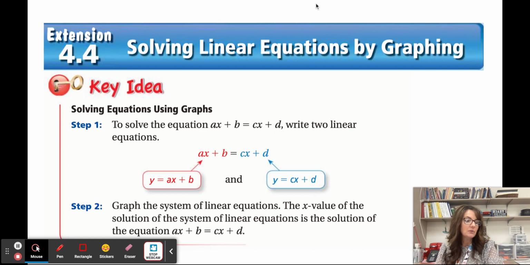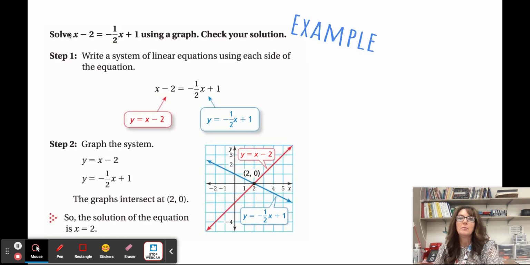Okay, so let's see what I mean by that. So here we have x minus 2 is equal to negative 1/2 x plus 1. We're going to use a graph. So first, this red one, x minus 2. We start here. We have a slope of 1. You just draw your line. Here we have a positive 1, and then we have a negative 1/2. They intersect at the point (2, 0). So that is like saying that x is equal to 2. And it is, if you were to solve it the way that you solved it in chapter 1.